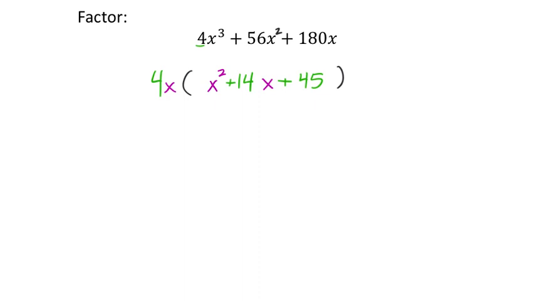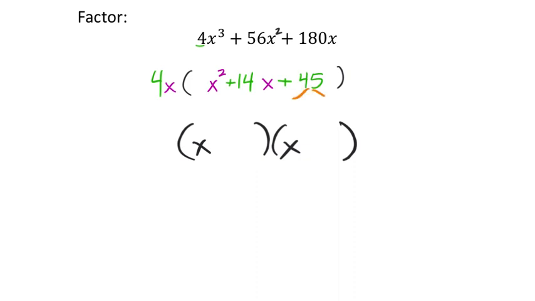Yeah, and that looks good. Now, the good news is that we can factor more at this point. The coefficient of x squared is a 1, so I'm going to skip the factoring by grouping. I'm going to set up my two binomials with the x's like this, and all I have to do is find two factors of 45 that add up to 14.